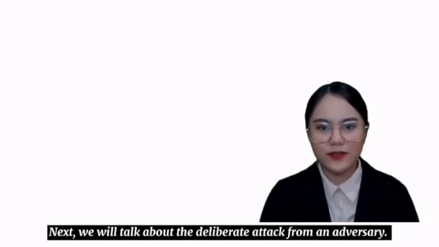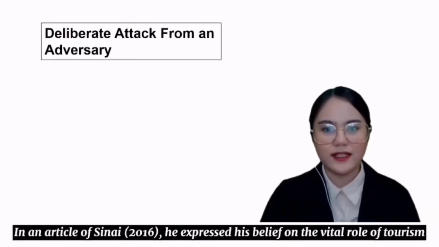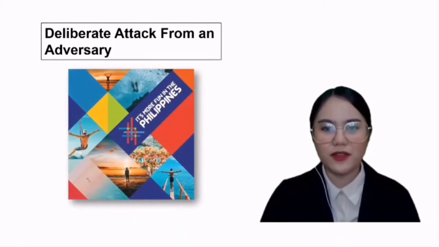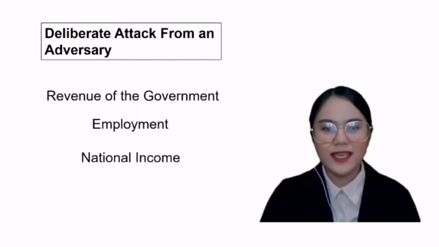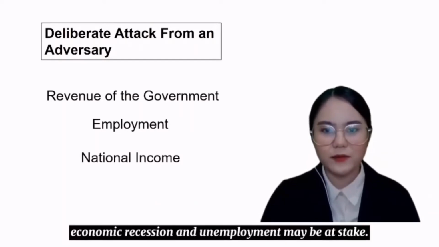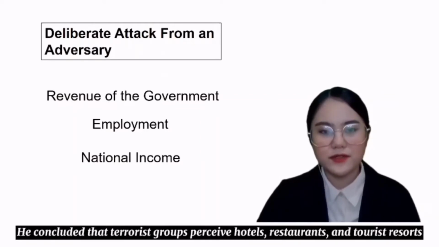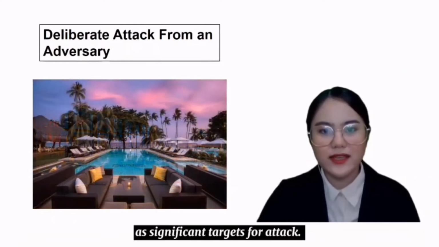Next, we will talk about the deliberate attack from an adversary. In an article by Sinai, he expressed his belief in the vital role of tourism in the economy of the nation, as evidenced by the revenue of the government, employment, and national income. He said that by attacking the industry, economic recession and employment may be at stake. He concluded that terrorist groups perceive hotels, restaurants, and tourist resorts as significant targets for attack.